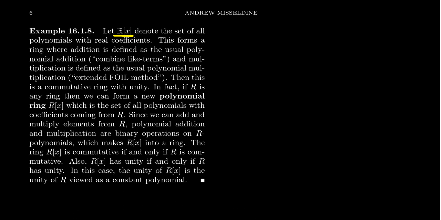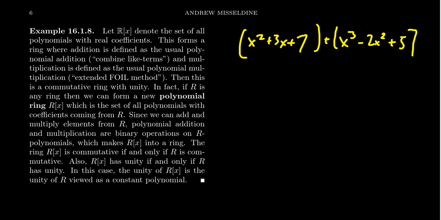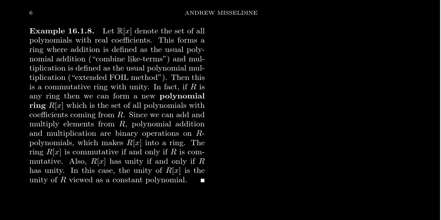So if you had something like x squared plus 3x plus 7, and you add this to, say, x cubed minus 2x squared plus 5, again, you just combine like terms, in which case you would get x cubed minus x squared plus 3x plus 12. That would be the sum. We just combine like terms. Then multiplication of polynomials is going to be defined by the usual sort of FOIL method.